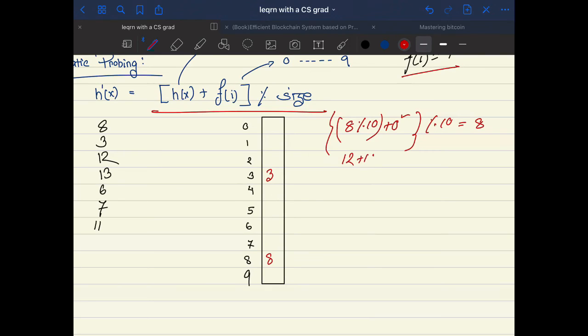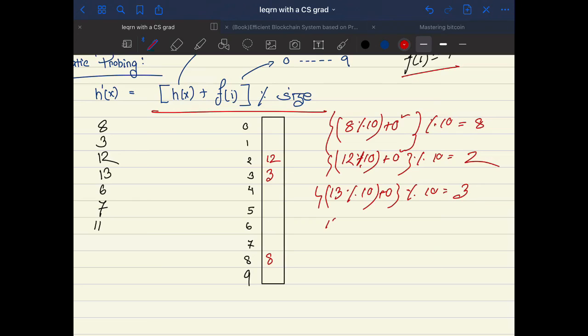For 12, we also would have the same value, which would give us 2, so we're going to put 12 here. For 13, 13 mod 10 plus 0 mod 10 gives us 3, but 3 is already occupied. So 13 mod 10 plus 1, we increase it by 1 square, percent 10, so 1 square is 1 basically, so this will give us 4, so we put 13 here.